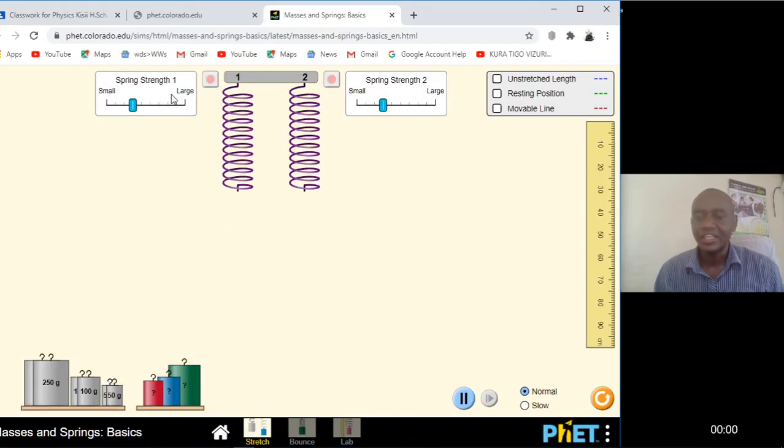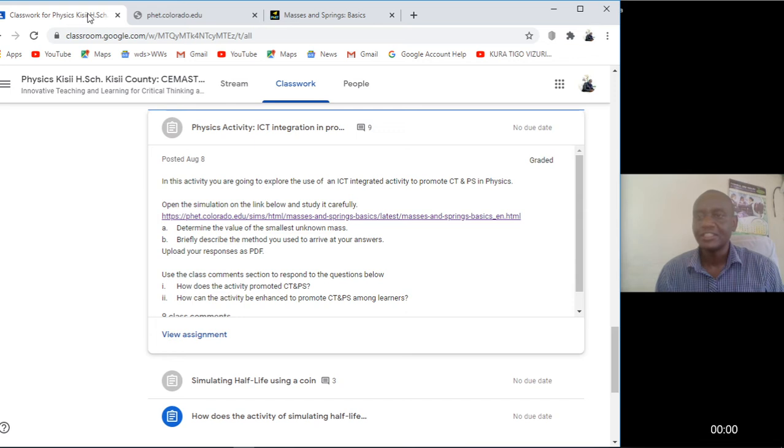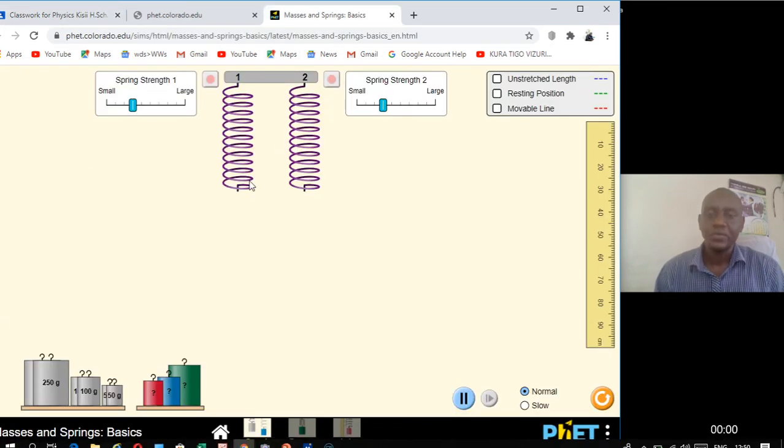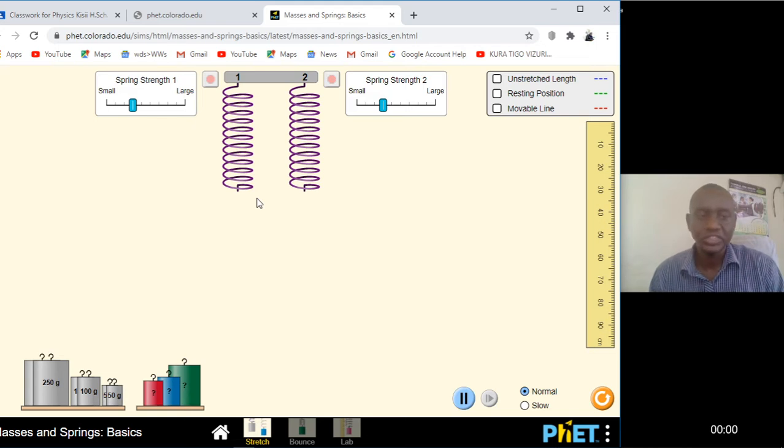We were given an activity on how to integrate ICT to promote CT and PS in physics. We were given two springs, and we were supposed to determine the mass of unknown masses.